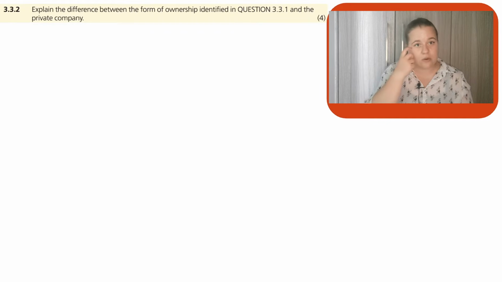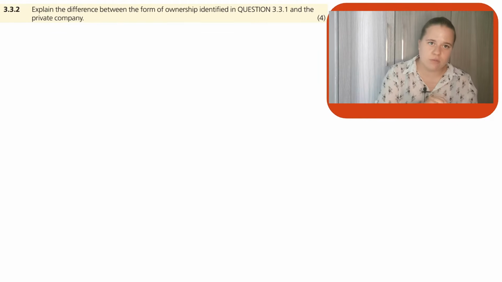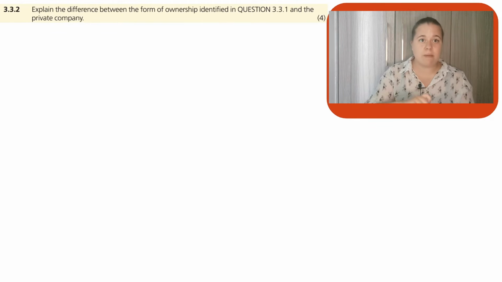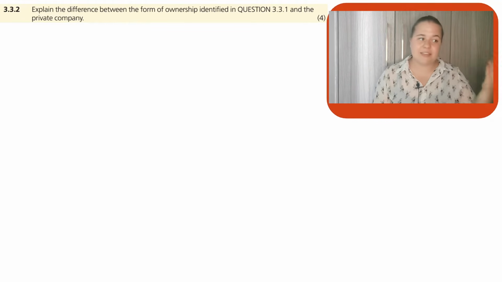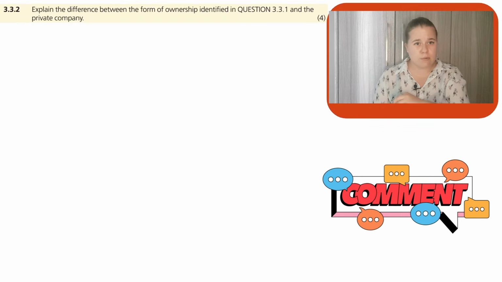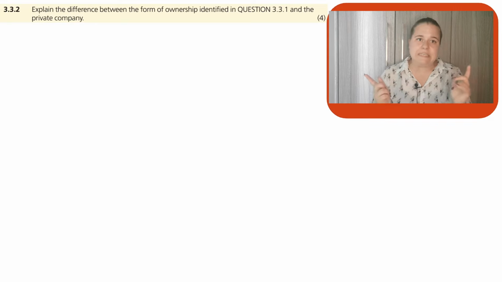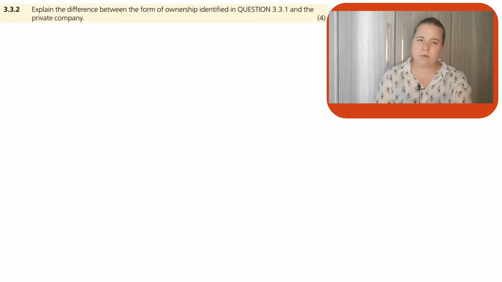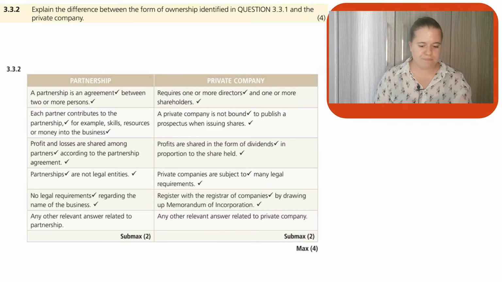Then just on the second question there, so explaining the difference with the one identified in 3.3.1. Remember, so now we know which one we identified? Partnership. So we need to explain the difference between partnership and private company. Now, unfortunately, with these questions that build on, if we had mentioned the wrong form of ownership, like public company, and we're comparing the two, we would lose quite a bit of marks.